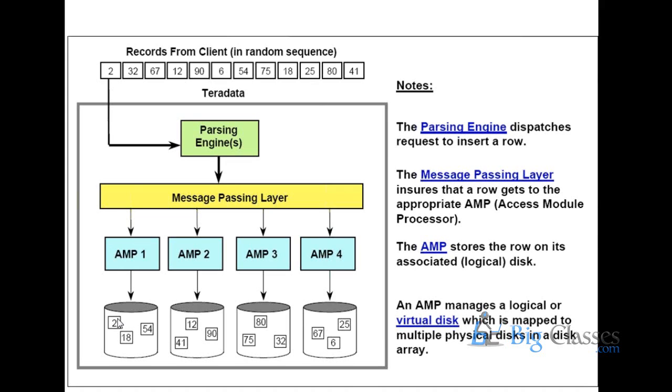Sorry, how does the parsing engine decide which AMP to use for which data? Basically a component called the hashing algorithm is there. That algorithm will decide, when you insert a record, which AMP it goes to, based on the value. The algorithm is dependent upon the values, what type of value you are inserting. It can be a date, time, character, anything. It can handle all the different data type values. So based on that, it will decide to which AMP it needs to go. Okay.